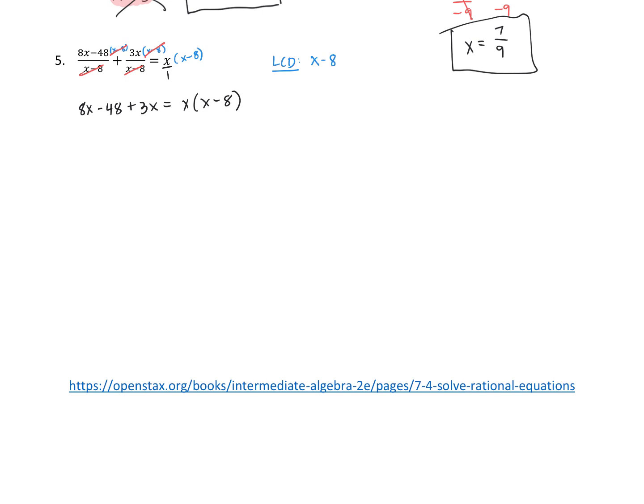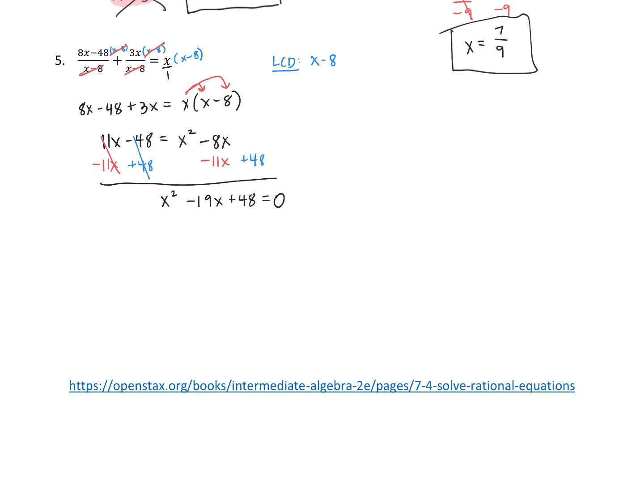So we're going to distribute the x on the right-hand side. We're going to combine like terms on the left-hand side. So 8x plus 3x is 11x minus 48 is equal to x squared minus 8x. Notice this one is a quadratic equation because I have that x squared. That means I want to get everything on the same side of the equal sign and set it equal to 0 so that I can factor or use the quadratic formula. Since x squared is positive where it is, I'm going to leave it there and move everything to it. So minus 11x plus 48. So I have x squared minus 19x plus 48 is equal to 0.